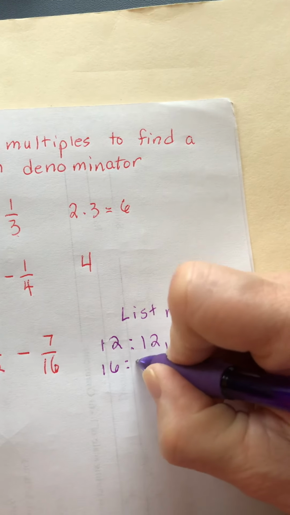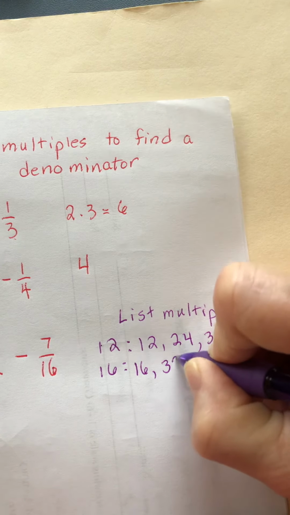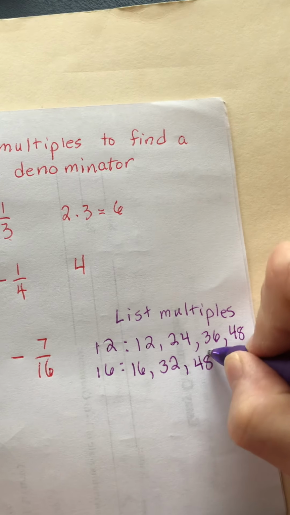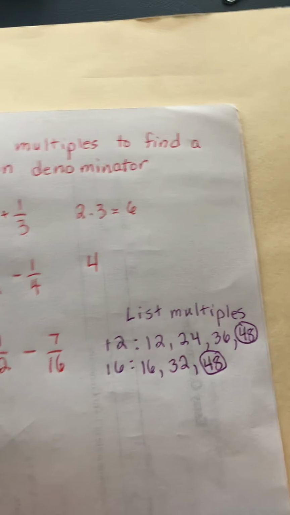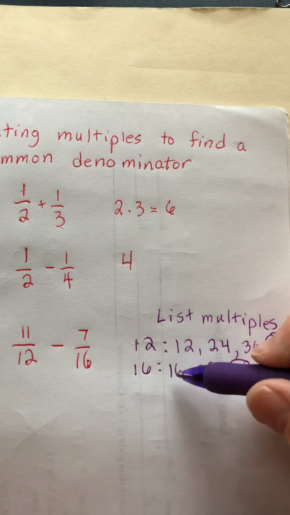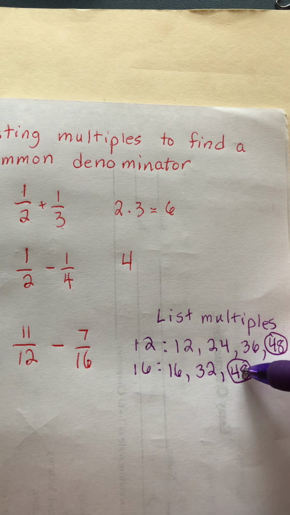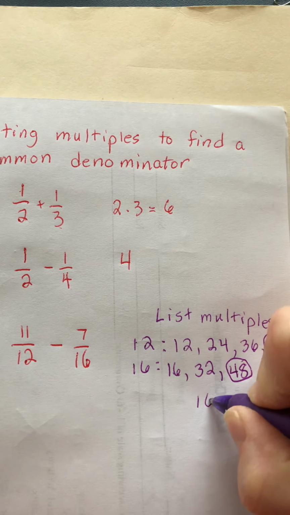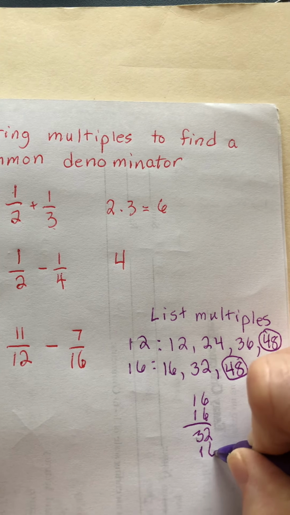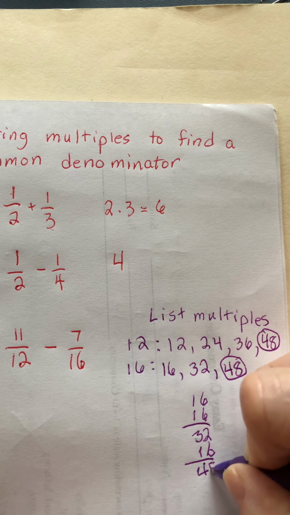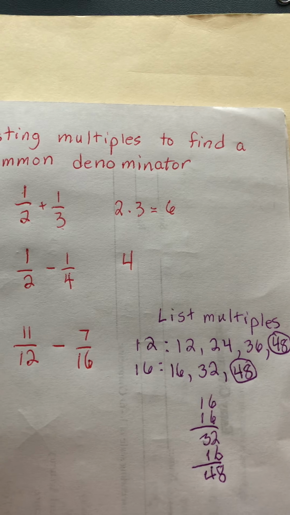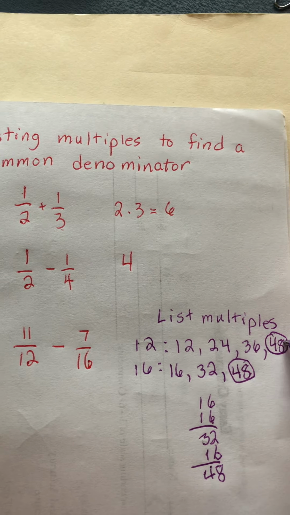16, I've got 16, 32, 48. Wow, 48 is a multiple of both of them. So that would be a great number to use as my common denominator. Now, if you had trouble multiplying, I just did these multiples in my head, but you could always figure them out by adding 16 plus 16 gives you 32, plus another 16 gives you 48, and you could list your multiples that way.